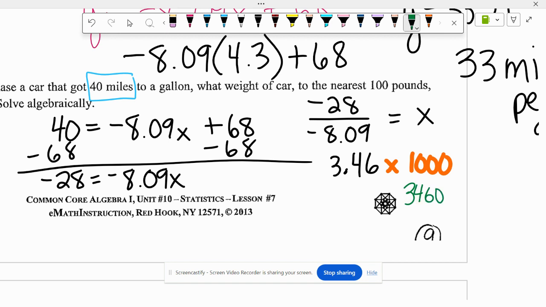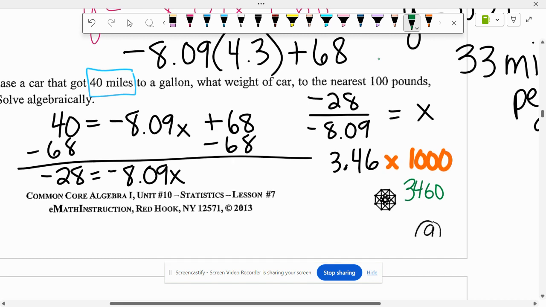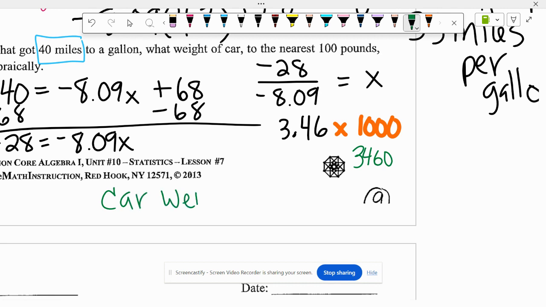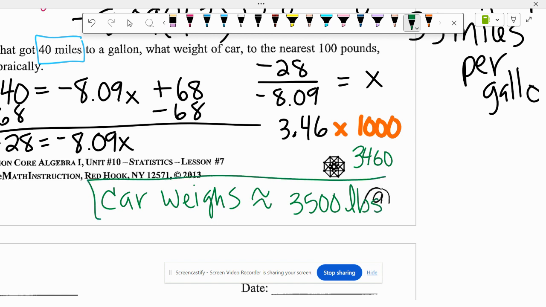3,460. It says to give me the weight of the car to the nearest 100 pounds. What is that? Yeah. So we're looking for a car. We want a car that weighs about 3,500 pounds. We want a car that weighs about 3,500 pounds.